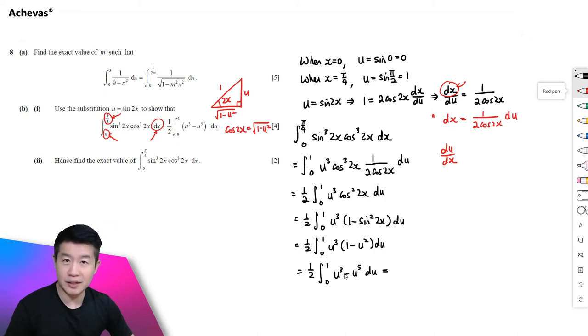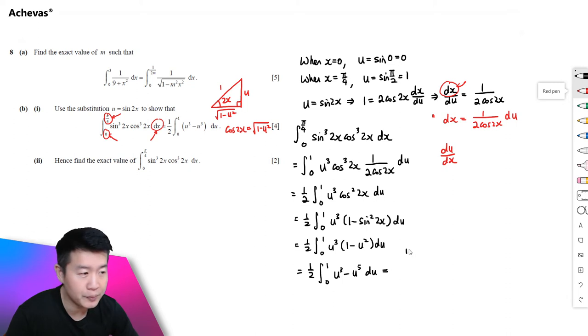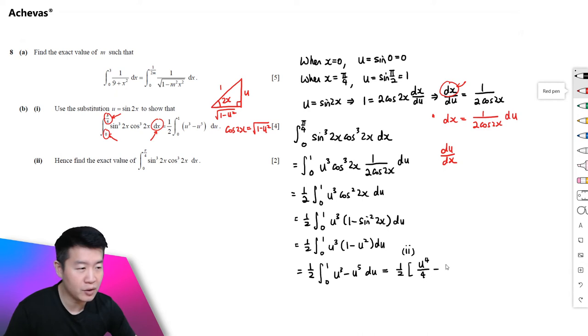Anyway, now I've gotten this, and the next part, part 2, where the integration will be very, very simple. To integrate this, it is just a continuation of this, which is going to be half of u to the power of 4 over 4 minus u to the power of 6 over 6 from 0 to 1. So it is going to be half of 1 quarter minus 1 over 6, then minus 0. This is going to give you 1 over 24.